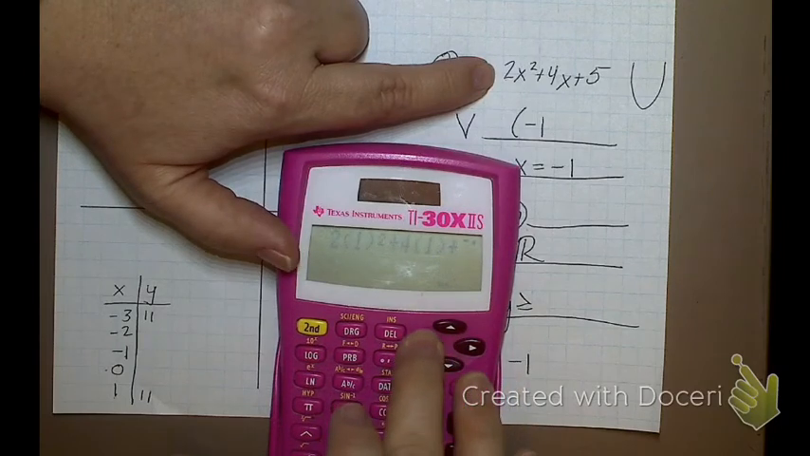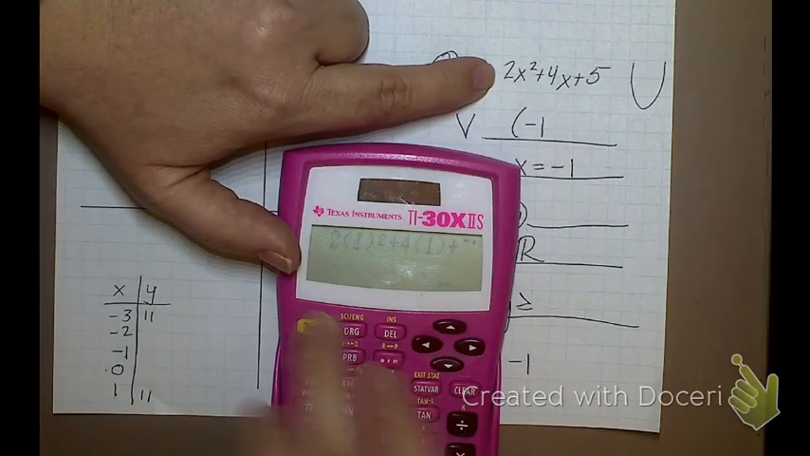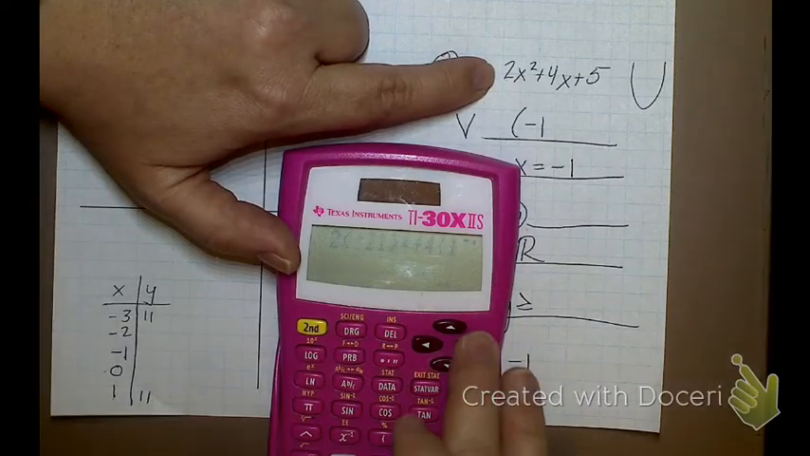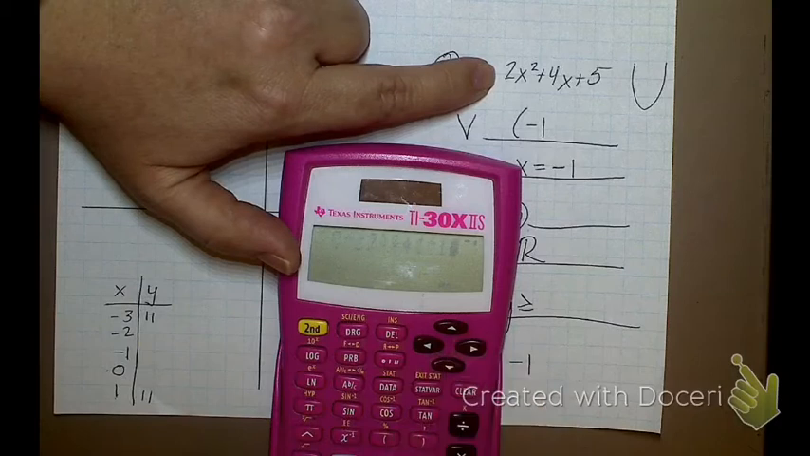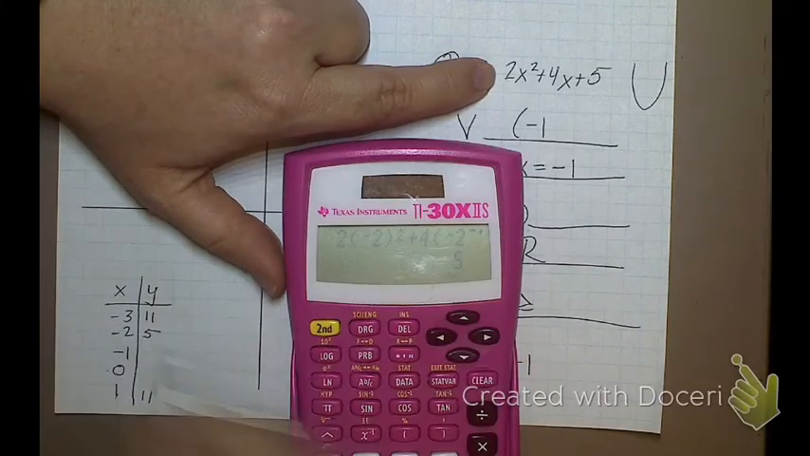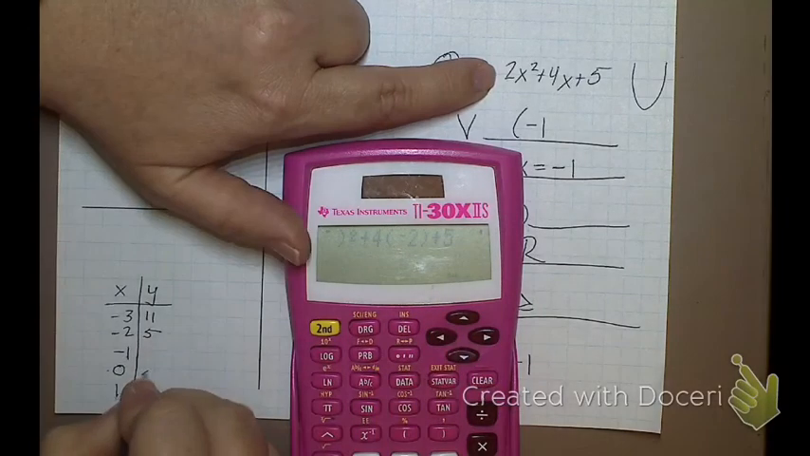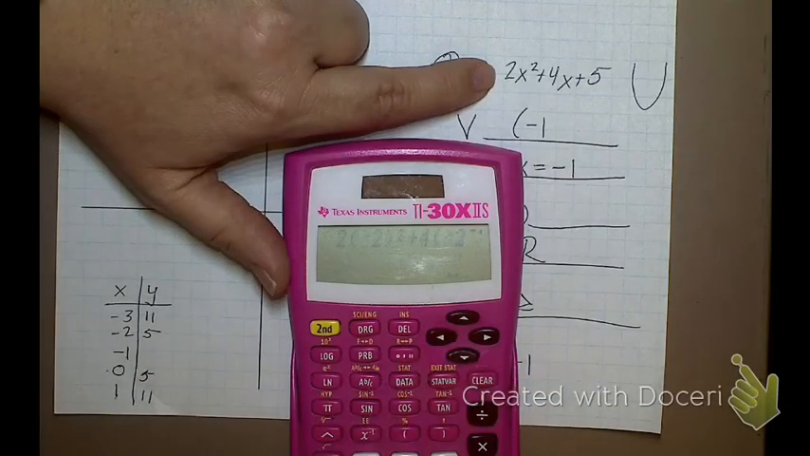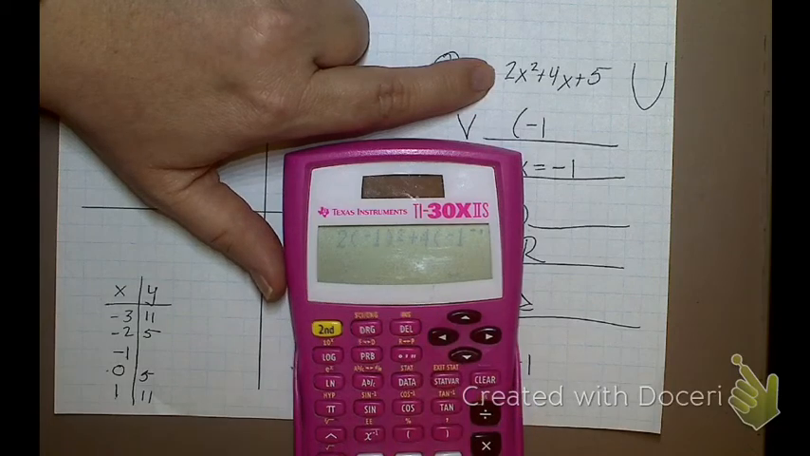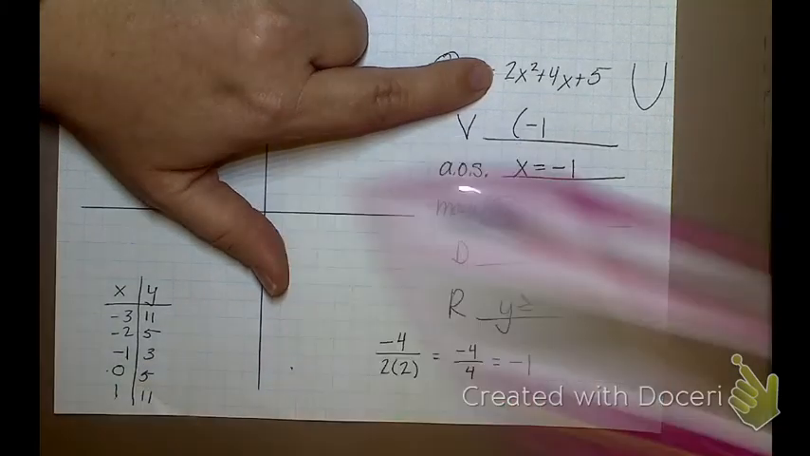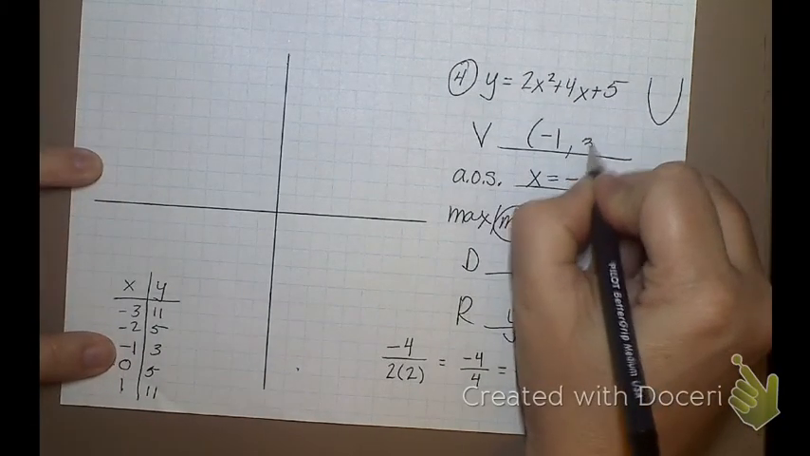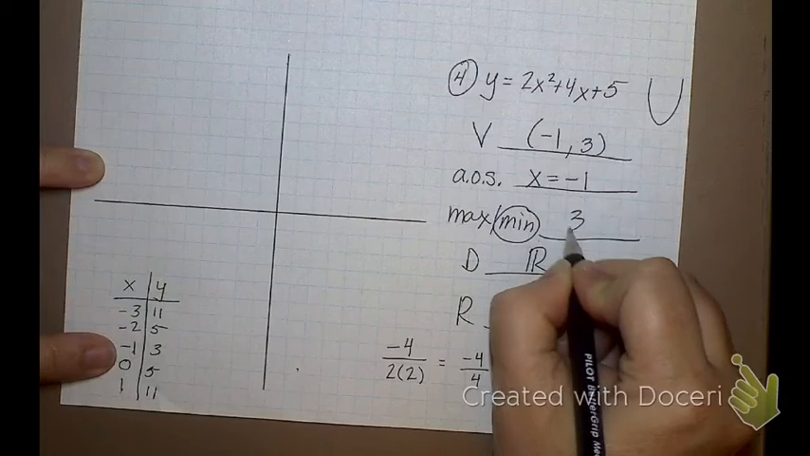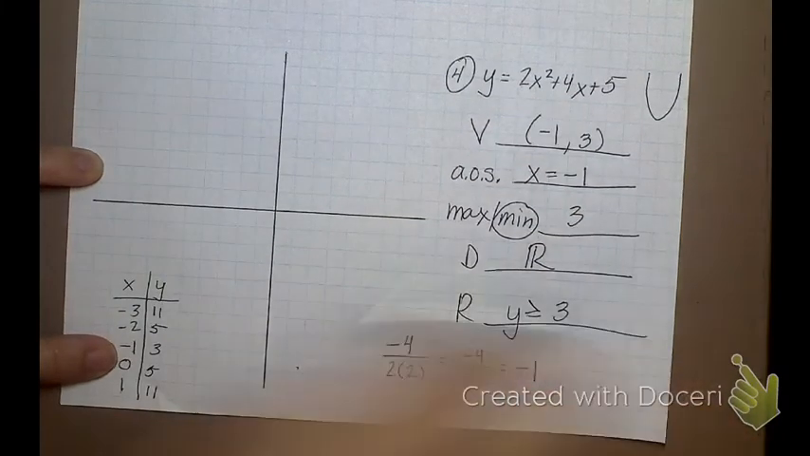Okay, so let's try negative 2. Oops, not negative 21. And I get 5, which means 0 is also going to get me 5. And then finally negative 1. That's the big one. 3. So, what's my vertex? It's negative 1, 3. My minimum value is 3. My range is y is greater than or equal to 3.